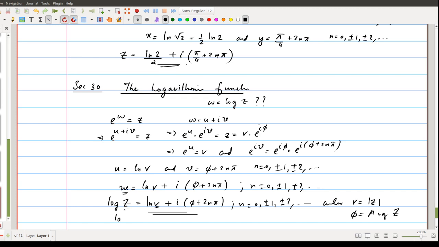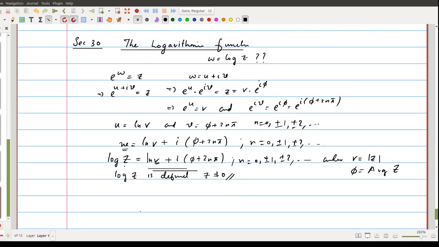That means log z is defined only when z is not equal to 0. So the logarithmic function is defined only for non-zero values. Then from these discussions you can say that the domain of the logarithm is nothing but C minus 0. That means log z is a function from C, the complex plane, minus the singleton at 0, to again the complex plane. Okay, so this is the domain of definition of the logarithmic function.